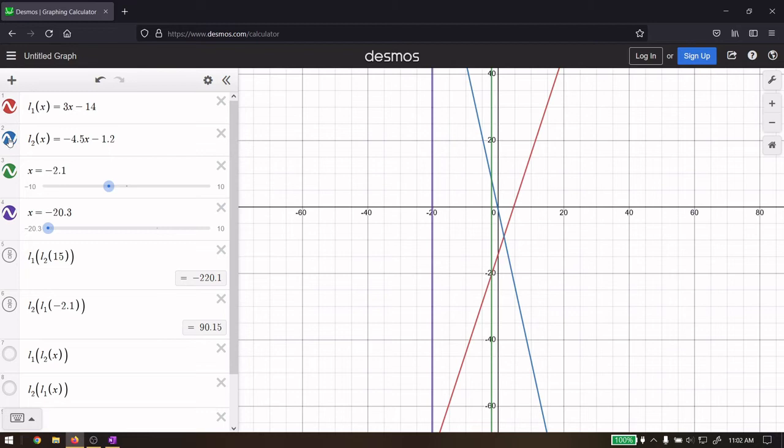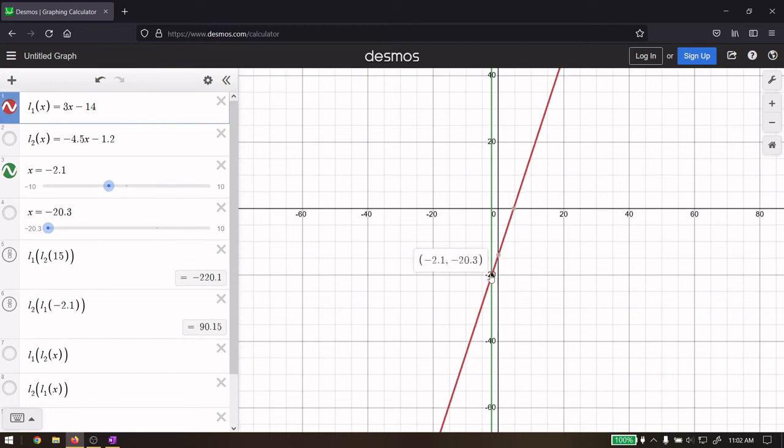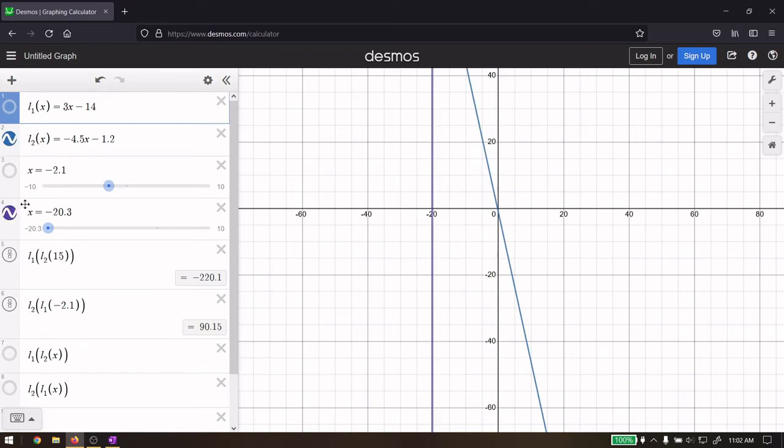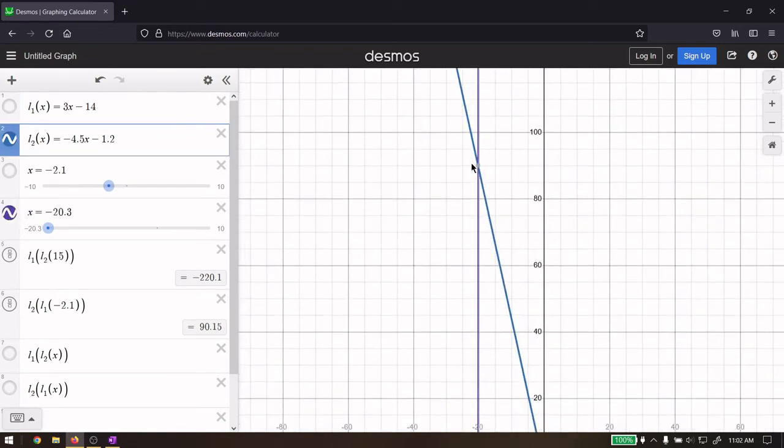What would probably be easier is to start with this one, plug in the first one. Then once you have that, the answer to that one being negative 20.3, turning that off and plugging into the second one. That way you're more careful with how you're doing it, making sure you're not getting confused. But that's how you can do it graphically.